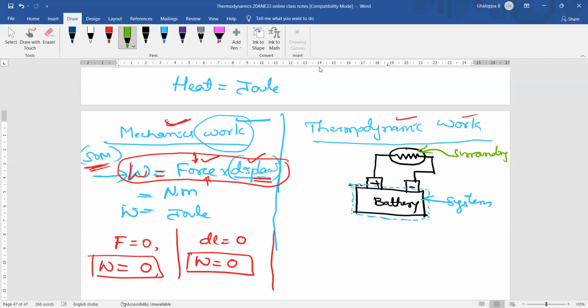Dear students, when you switch on the battery, is there any movement in the battery? Whether the battery will move from one place to another place?